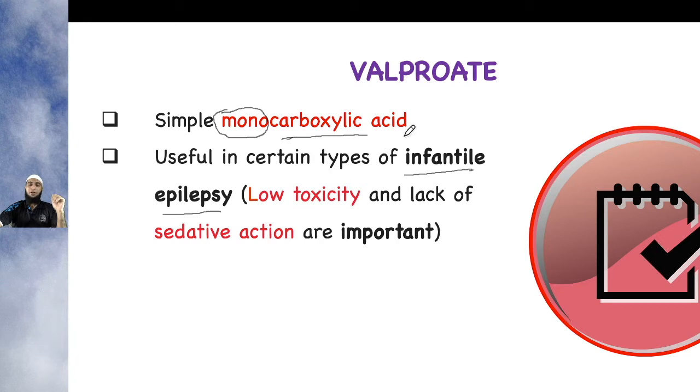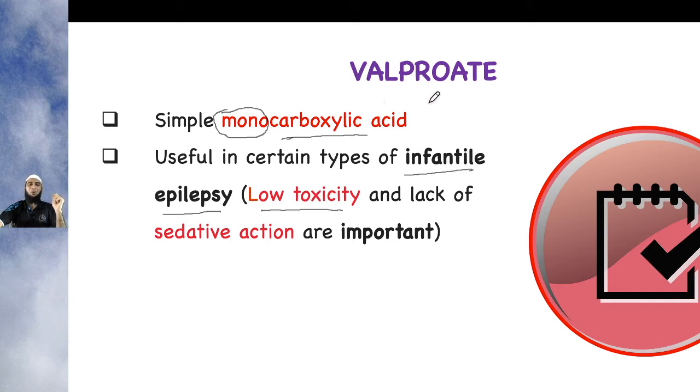So what is important in case of infantile epilepsy? The most important point is that the newborn baby's organs are developing and they are very delicate in nature. So whatever drug you are using, you must ensure that it has low toxicity. We have seen that phenytoin and carbamazepine both produce a good amount of toxicity, so these drugs cannot be used in infantile epilepsy.